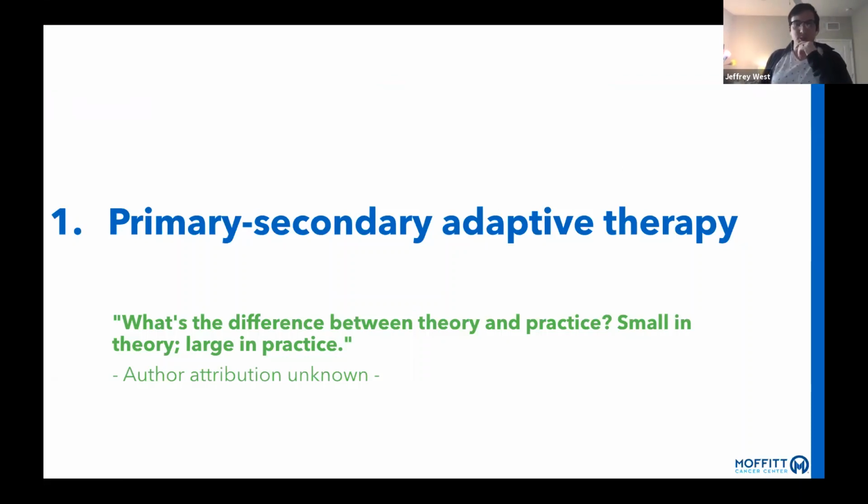I just like this quote. I think it's a funny quote. Hopefully this isn't true in adaptive therapy, but that's just to keep your attention in between with slides of cool quotes.